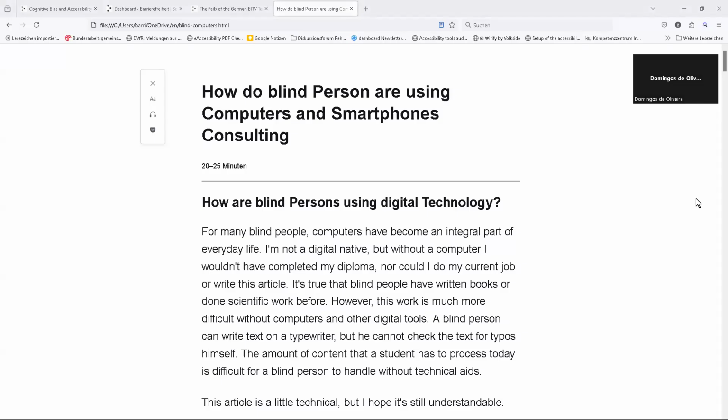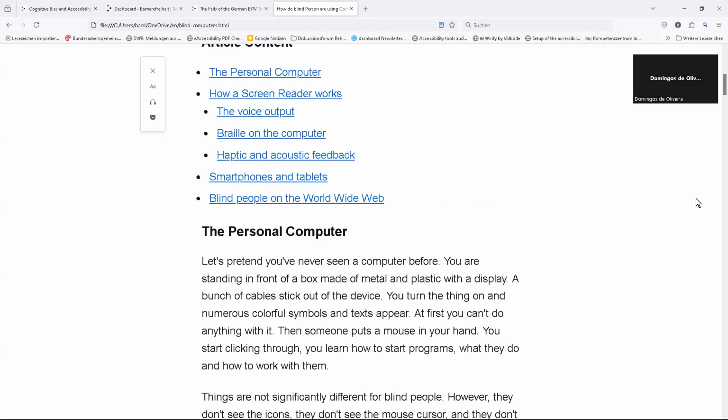Hey guys, today I would like to talk about the question of how blind people are using computers and smartphones. For many blind people, computers and smartphones are part of their daily life.